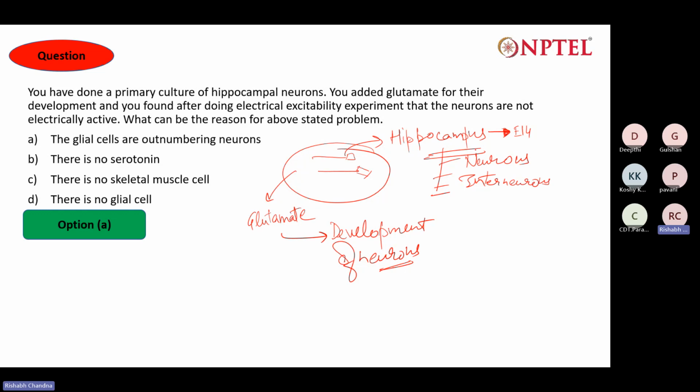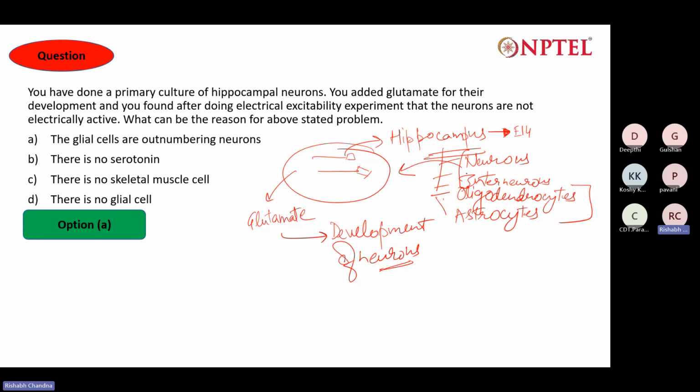or the oligodendrocytes, astrocytes, and various other glial cells. So oligodendrocytes and astrocytes are also types of glial cells only. So if we have to culture these particular neurons, along with that, the glial cells will also be present in the culture.